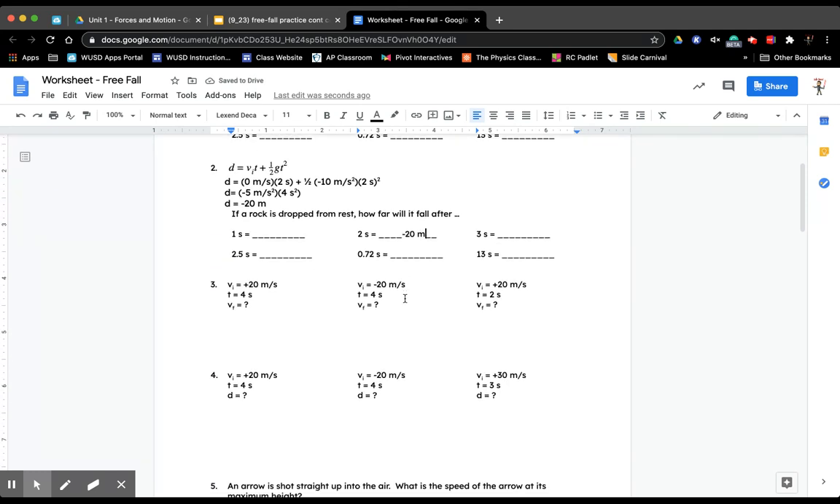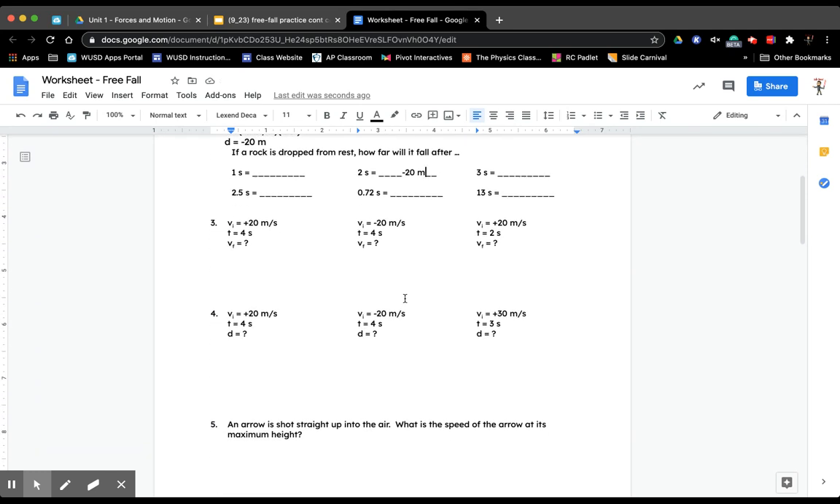All right, I'm just going to do a couple more examples. I'll do 2 more examples. I want to do number 3, because I know people traditionally have difficulty with number 3. So same process, we'll just say D equals, or actually, sorry, they're asking for V final. So V final is equal to V initial. In this case, they give us plus 20.